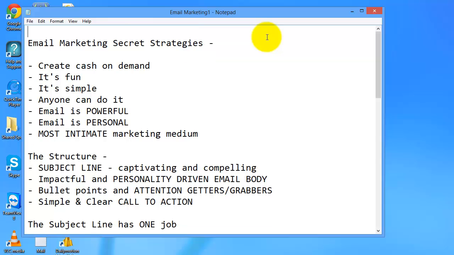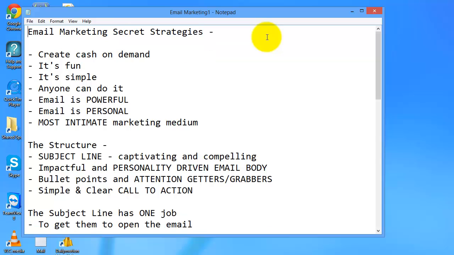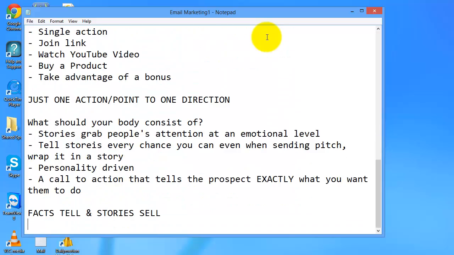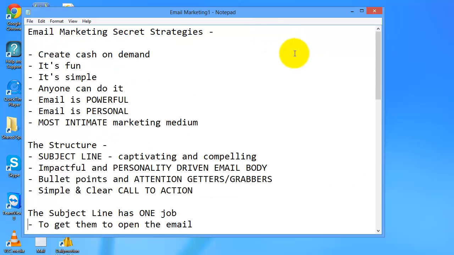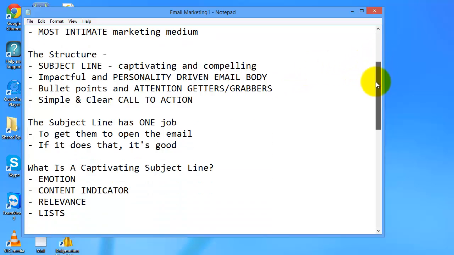Before I get into today's training, I'd like to cover a few things to refresh what we discussed in our last training. We discussed what email marketing does: you can create cash on demand. It's fun, it's simple, anyone can do it. Email is powerful, it's personal, and it is the most intimate marketing medium. We also discussed the structure of the subject line, the email body, and the call to action in whatever emails you're sending.